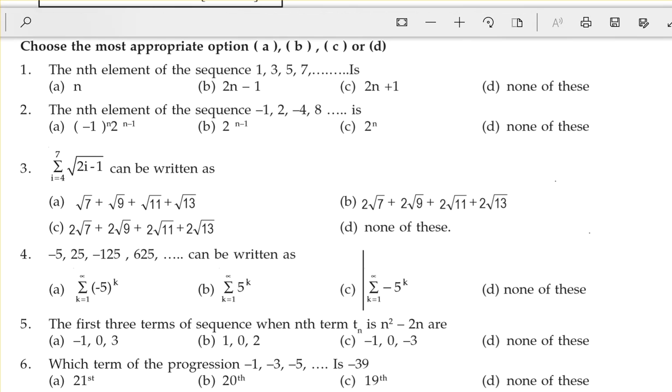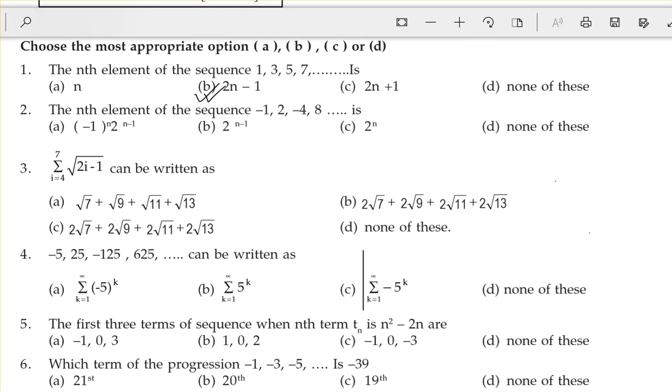Okay, so the nth element of the sequence 1, 3, 5, 7 is... you have a formula also to answer this question, but this is the odd number sequence, and I will suggest you to remember that odd number sequence is defined by 2n minus 1. Odd number sequence starting from 1 is defined by 2n minus 1.